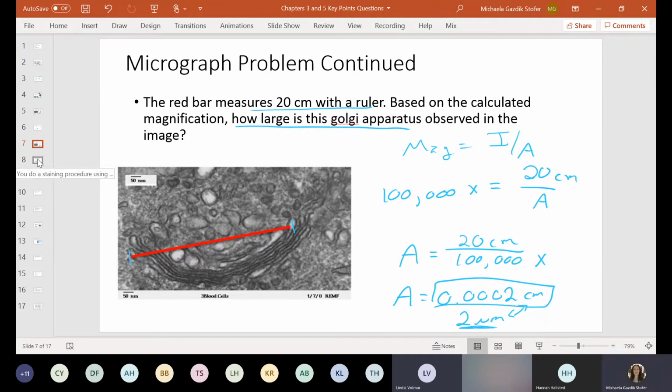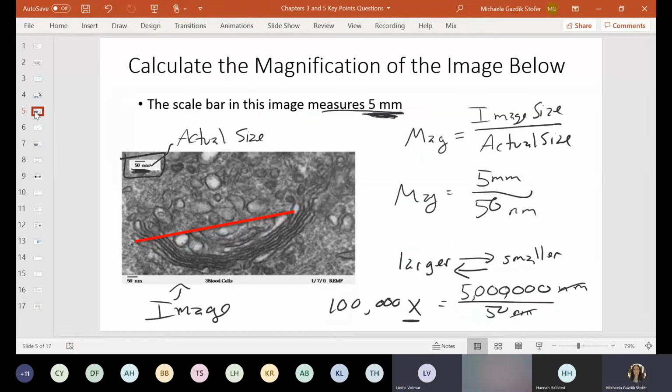Okay, so here's the key. The only way we had an actual size here is because of the scale bar. And so this is the importance of the scale bar. It's the whole purpose of having a scale bar on micrographs. So images that come out of a microscope, when they're published, should always have a scale bar on them. The reason for that is this is a property of the microscope itself.